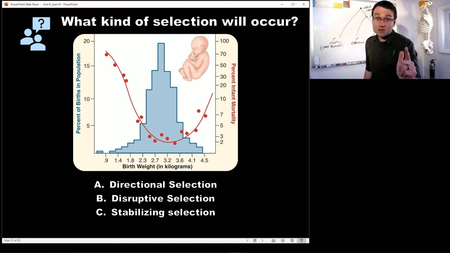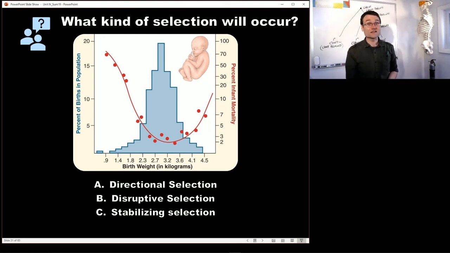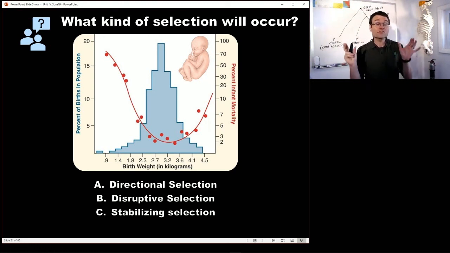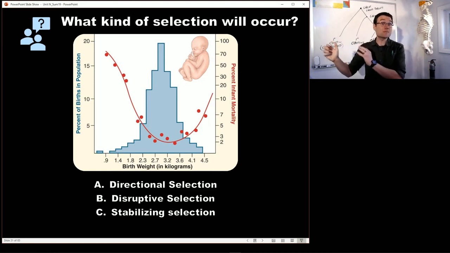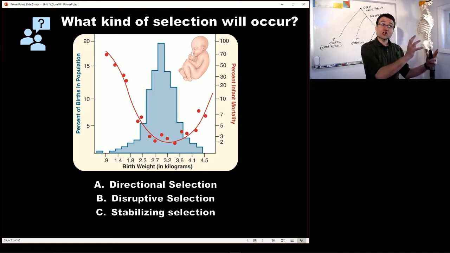The answer is stabilizing selection. It will be stabilizing selection because the extreme phenotypes are being selected against: small weight babies and large weight babies. That is not an advantageous trait to have, but the intermediate is being selected for. So it will be stabilizing selection. If any kinds of variation occur which cause the population to have higher birth weights, it's going to be selected against, so we'll return back to that average. If they start shifting towards the lower end of the spectrum, it's going to be selected against, and that will return us back to that average.